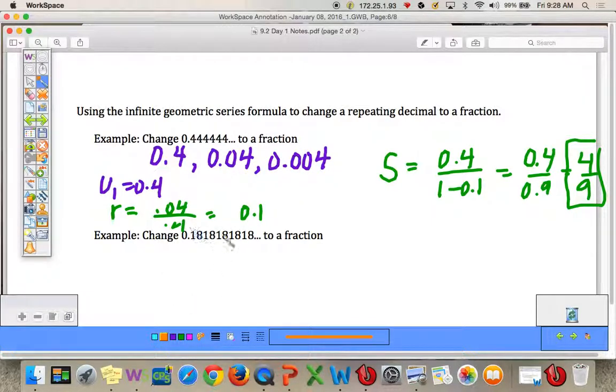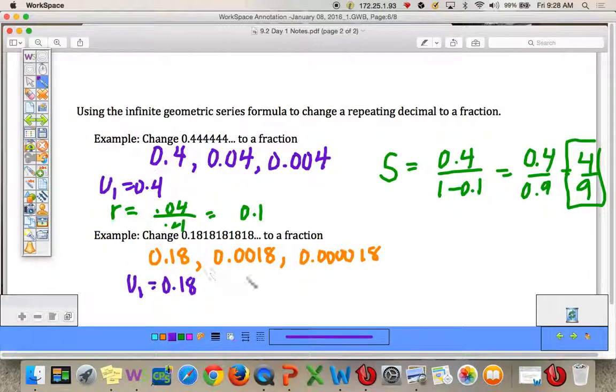Let's try that again. Again, I'm going to write this as a sequence. The first term of my sequence would be 0.18. The second term would be 0.00018. The next term would be 0.000018, and so on. So here, our first term is 0.18. The ratio, we take any number, divide by the number before it. And so our ratio here is 0.01.